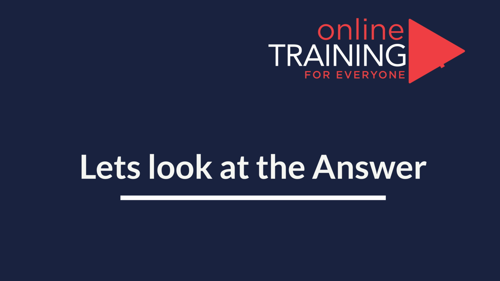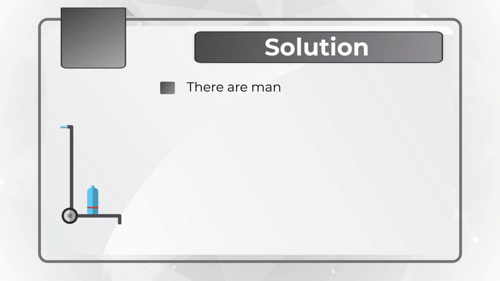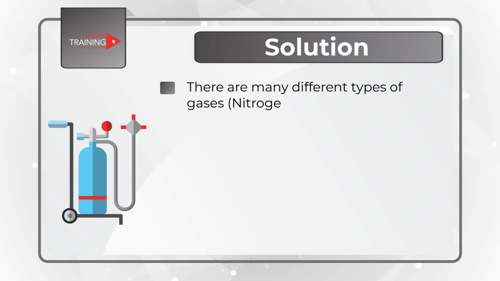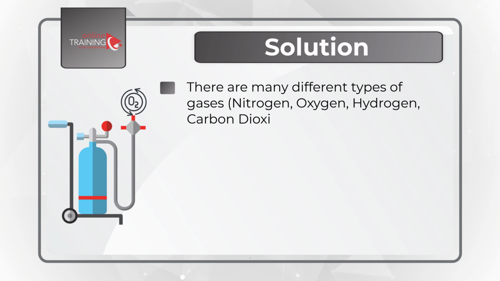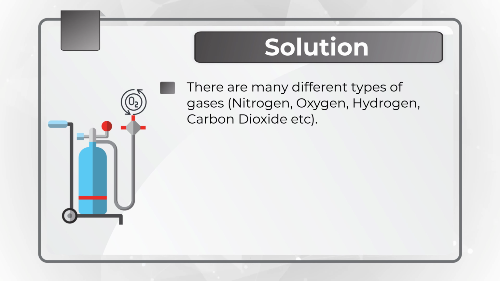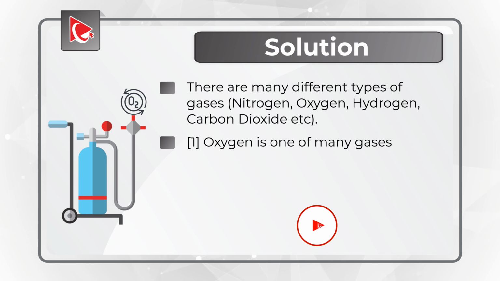The question is definitely worded very tricky, but the answer is very obvious. Let's look into details. Obviously, there are many different types of gases, for example, nitrogen, oxygen, hydrogen, carbon dioxide, and a lot of others. Oxygen is just one of many gases, which is clearly indicated in statement 1.